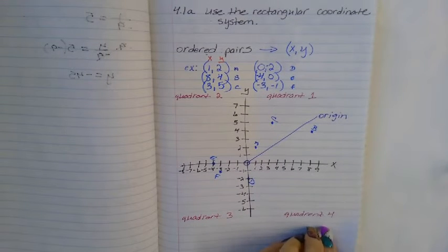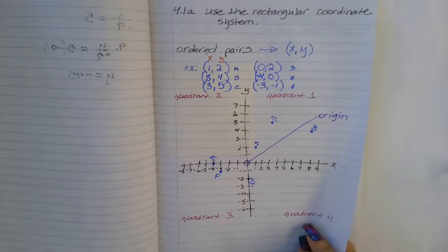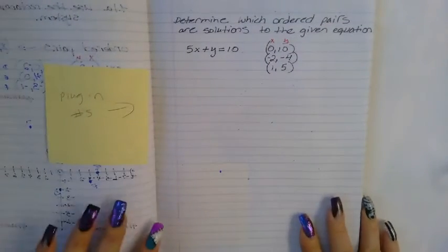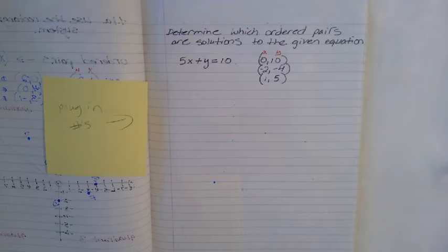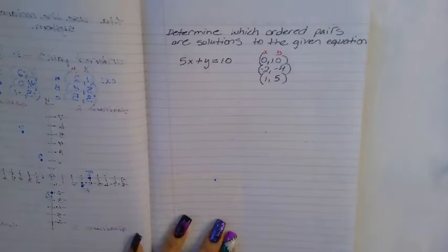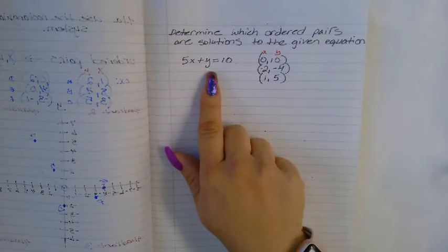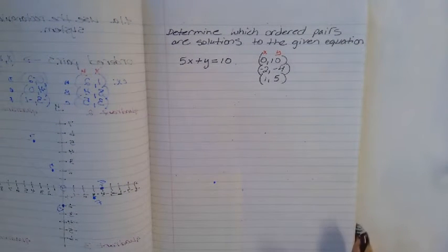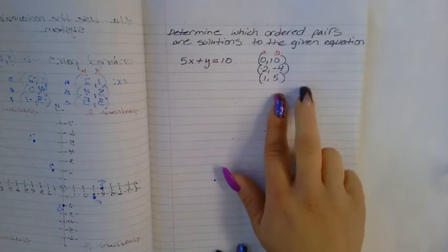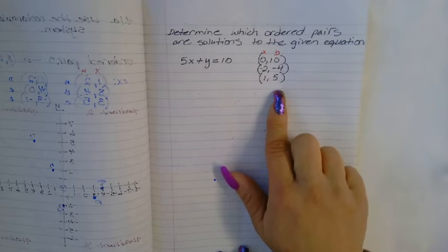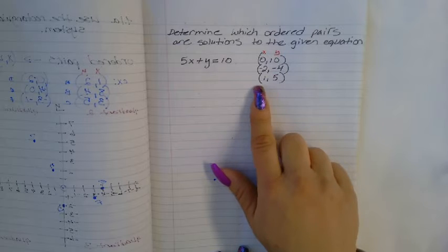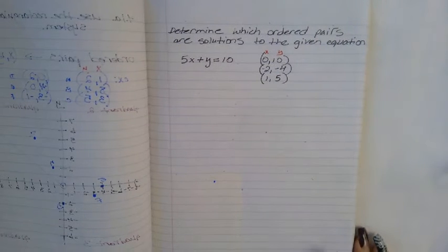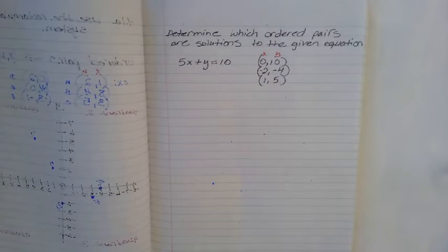We're good. Okay. So I want to show you guys, you're going to get a question like this. Determine which ordered pairs are solutions to the given equation. It's going to give you the equation. Our equation is 5x plus y equals 10. Then it's going to give you possible solutions. So we have 0 and 10, -2 and -4, and 1 and 5. Go ahead and write that part down, and then I'm going to show you what we're going to do here.